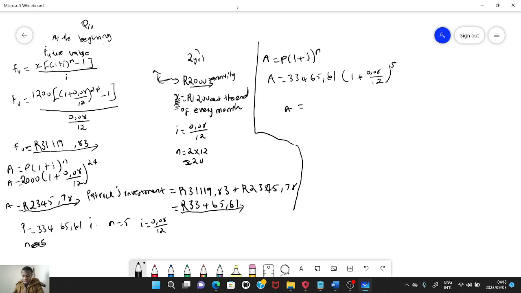Remember here the money has to be in what? It has to be in rands. Do not forget to put it in rands. You see, now we are done with this question, right? Let's move on.